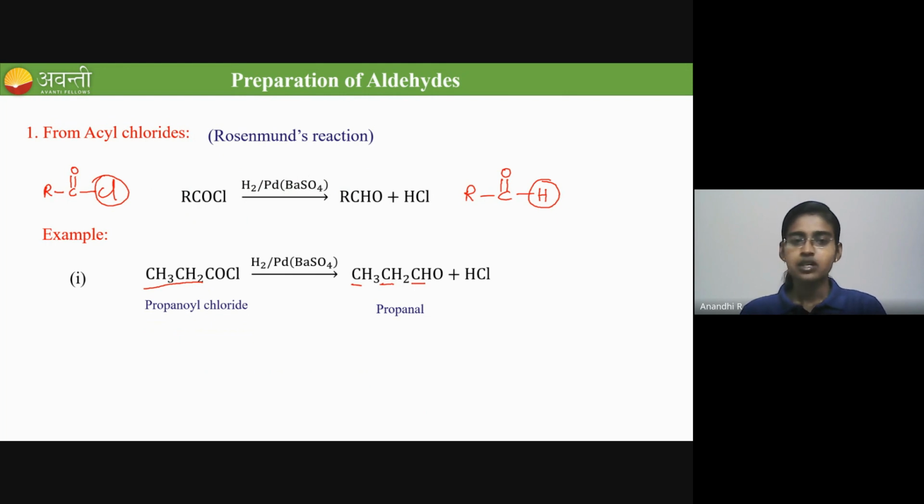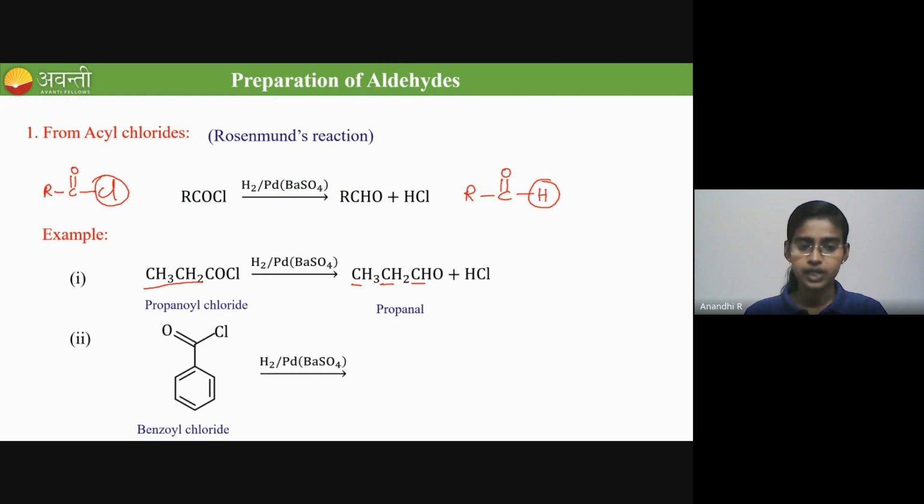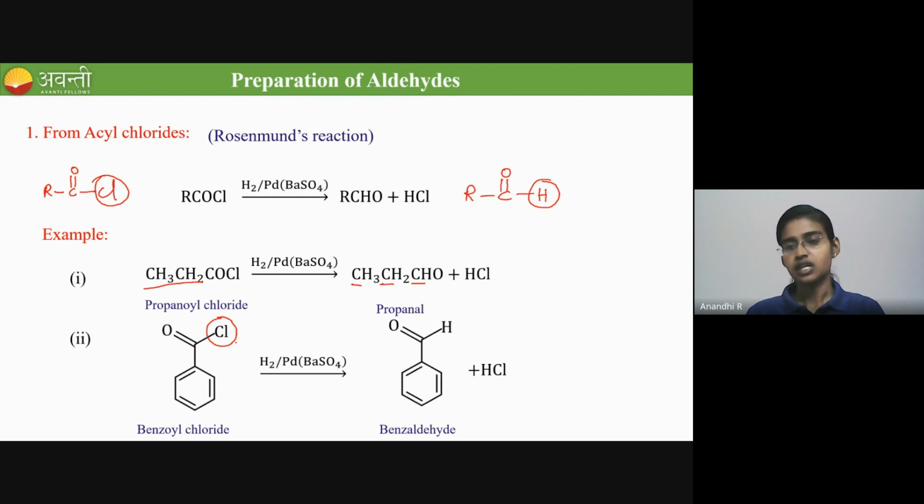Okay. So we'll see one more example, an aromatic compound example. The name of this compound is benzoyl chloride, C6H5 C double bond O Cl. On treatment with Rosenmund's reagent, this chlorine will be converted to hydrogen. So what we'll get is benzaldehyde with the release of HCl. So benzoyl chloride is getting converted to benzaldehyde. I hope you understand this. So this is the first preparation. It is a naming reaction which is very important for your exams.